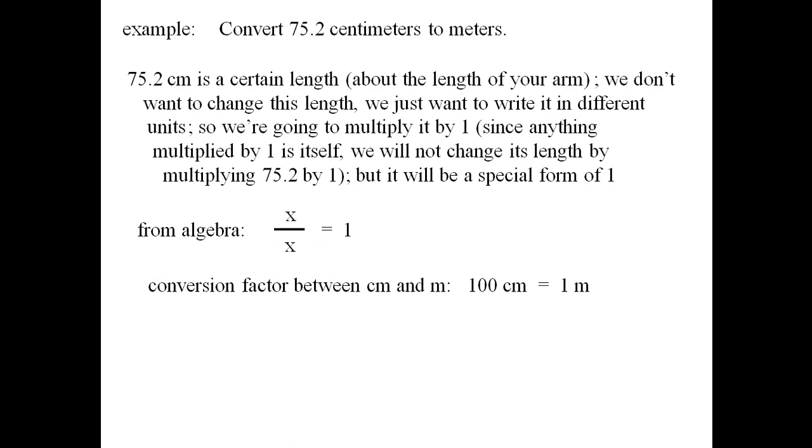Now, it's notable that these two things, 100 centimeters and 1 meter, both represent the same exact length. So when I write them like this, 1 meter over 100 centimeters, those are the same length, and so they would cancel themselves out just like the x's would up here, and so this would be equal to 1. Okay? All right, stay with me here.